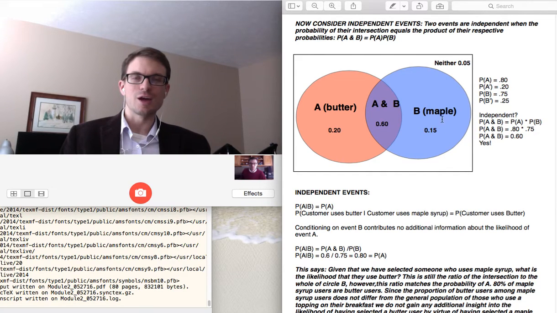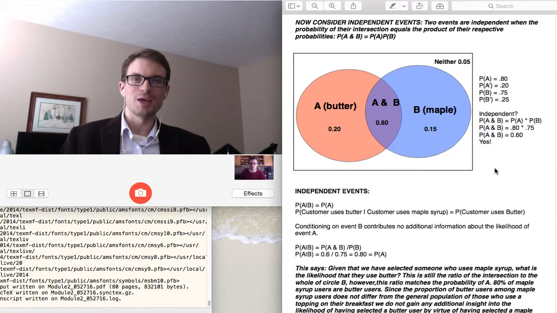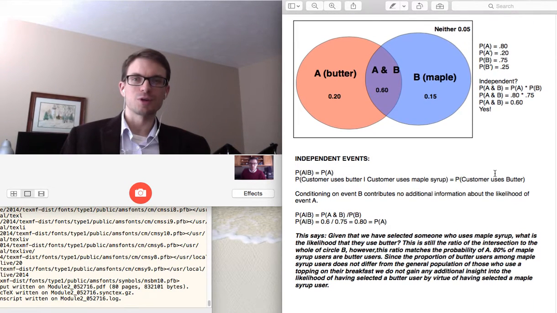Now we'll look and see, are these events independent? Is the probability of the intersection equal to the product of the probabilities? Well, sure. The product of the individual probabilities is 0.8 from the probability of event A times 0.75 from the probability of event B, and that's 0.6. But look, that's the same as the probability of the intersection. So indeed, we do have independent events. Now I'll explain what this is really telling us when I go through the example.